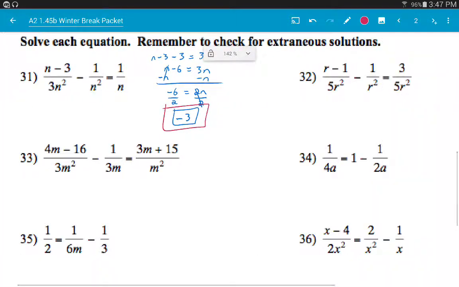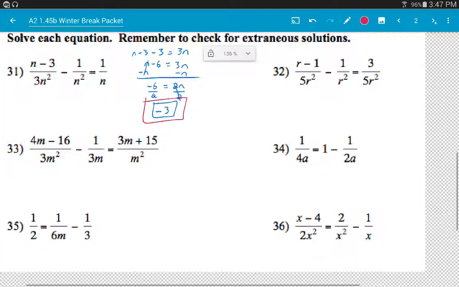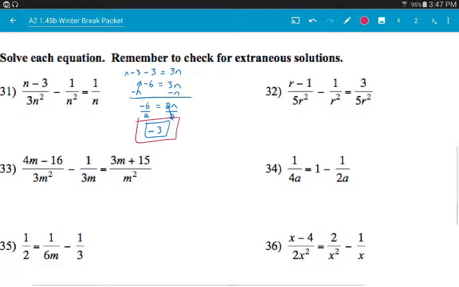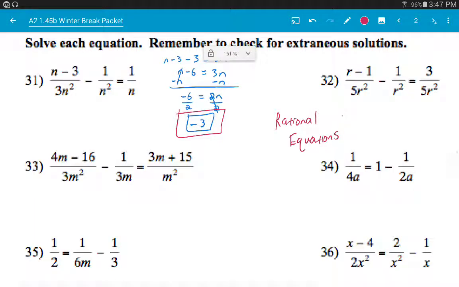Okay, that's all that this should really require. You're doing regular solution solving. This is a subset of Algebra 2 that we learned already called rational equations. So if you want a more elaborate look into it, or you need more of a video tutorial, that's what you're looking for on my YouTube channel.